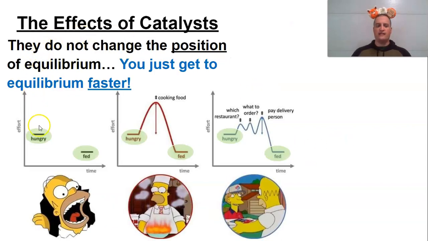Much like if you have the idea of I'm hungry, I want to be fed, cooking food may take a while to get me there. Other ideas, when we think of this, may get me there faster. Restaurant order, pay the delivery person, boom, I'm there faster than it took to cook it. All that does is catalyze it, change these different activation energies to get me there faster.